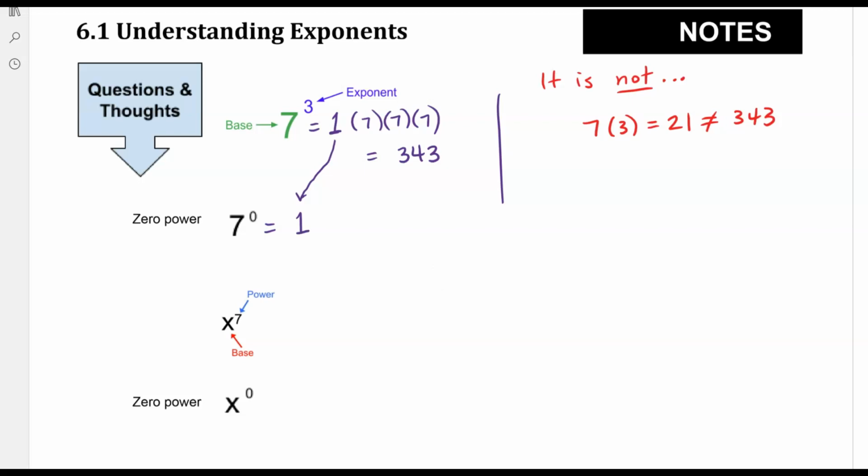Any number to the 0 power is equal to 1. There are 2 exceptions to that rule, and we will talk about those in a minute. Now, the most common misconception on this example is to say that 7 to the 0 power is equal to 0. It is not equal to 0.